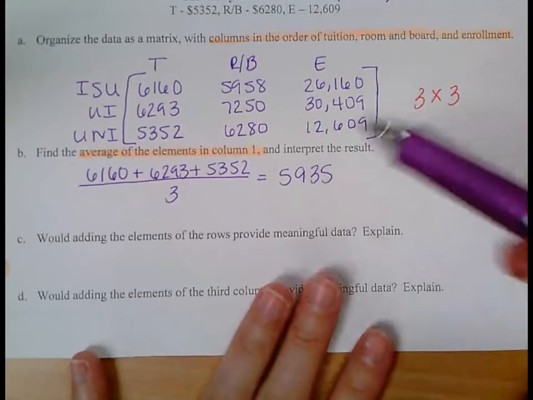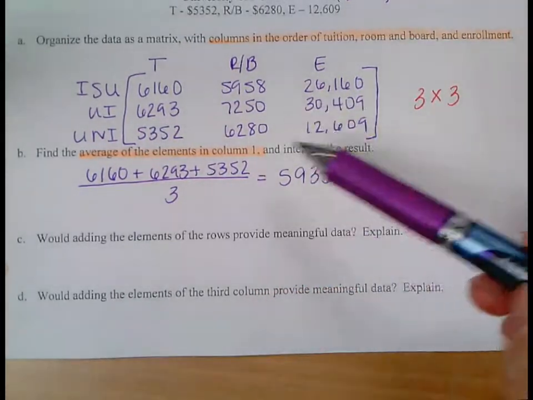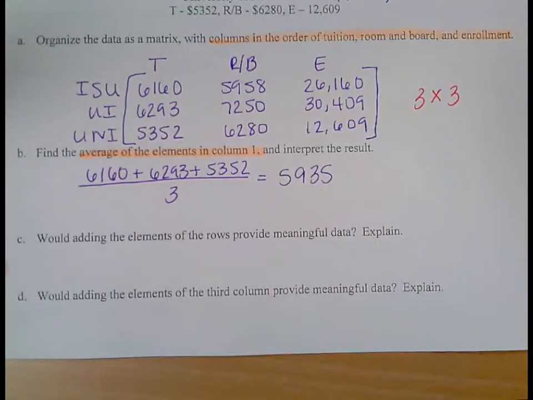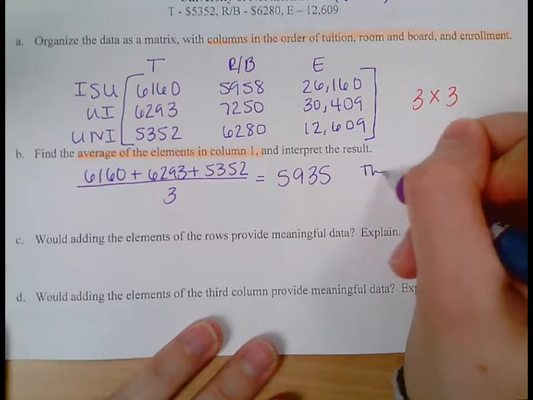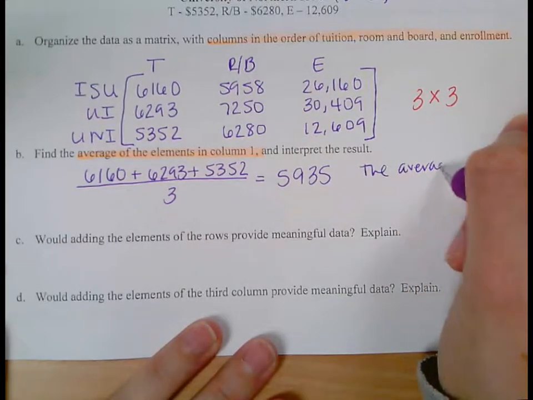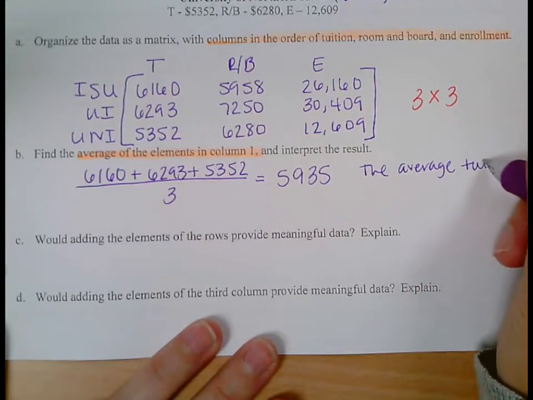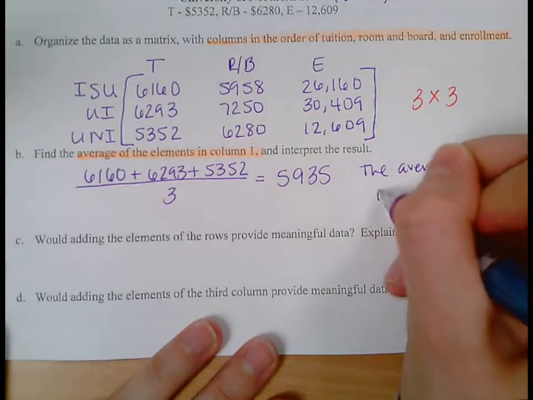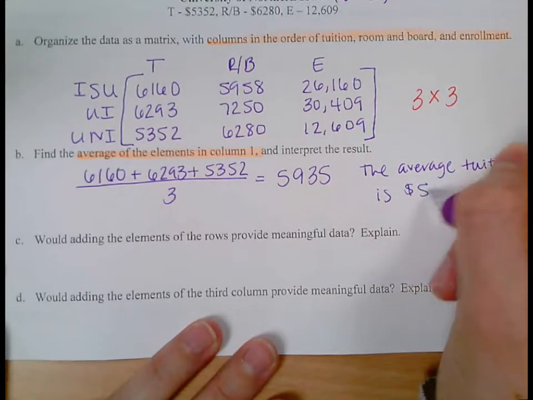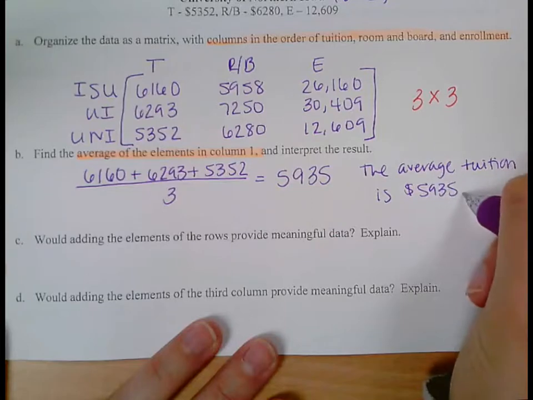It then does say interpret the result. So what does that 5,935 represent? The average tuition of the 3 schools. So the average tuition is $5,935.